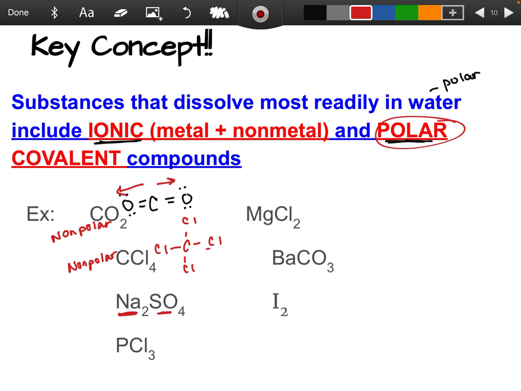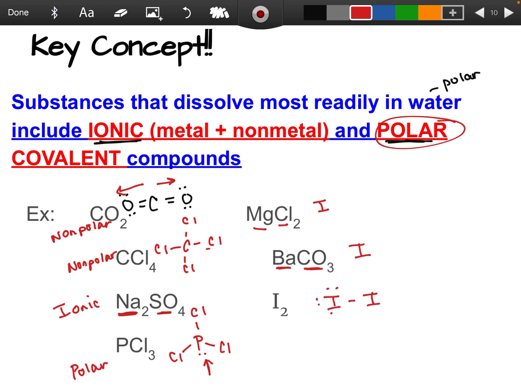Na2SO4 has a metal and a polyatomic ion, so that is going to be ionic, which means Na2SO4 will dissolve in water. PCl3 will look like this. So because PCl3 has these extra electrons, that makes it different on one side. So the molecule is going to be polar, which means that that would dissolve in water. MgCl2 is ionic because of a metal and a nonmetal, so that means that will dissolve in water. BaCO3 is also ionic, which means that will also dissolve in water.